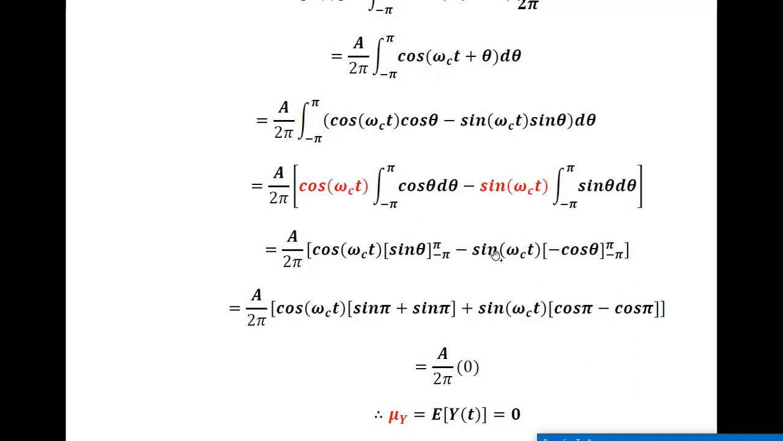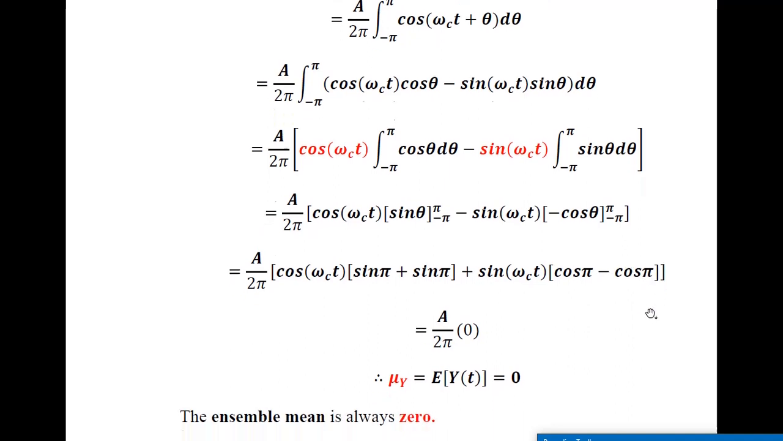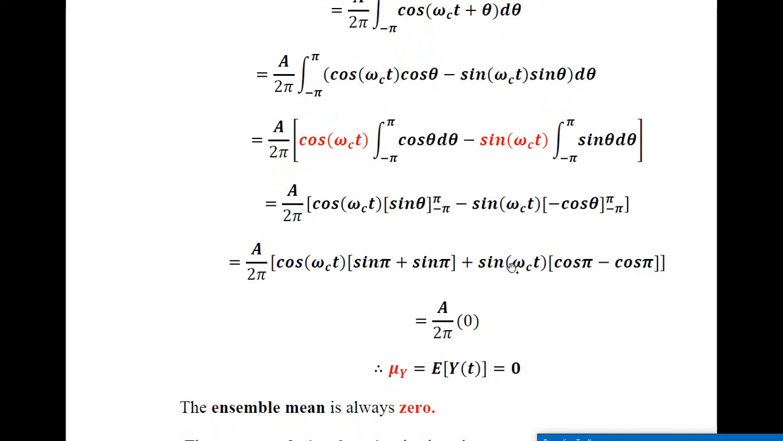So plus, then sine omega ct is there. So this minus term is taken outside this particular limit and applied here to obtain the plus sign. Next we are having cos theta alone here. So this is cos pi minus cos of minus pi here. So cos of minus pi is again equal to cos pi. We can see that in this particular term this is going to cancel out, right? And ultimately we are going to get the value of 0 here.